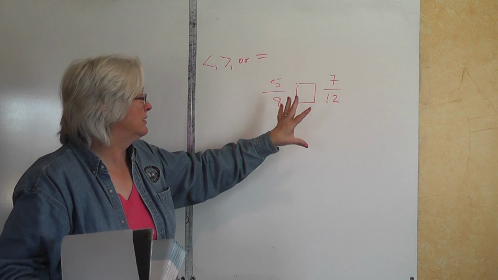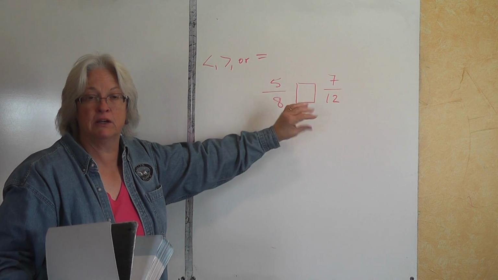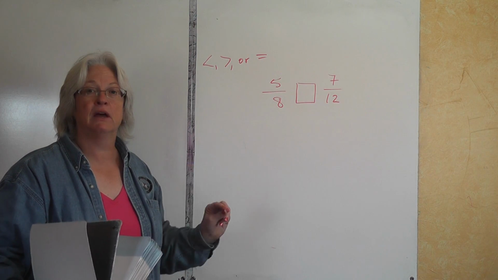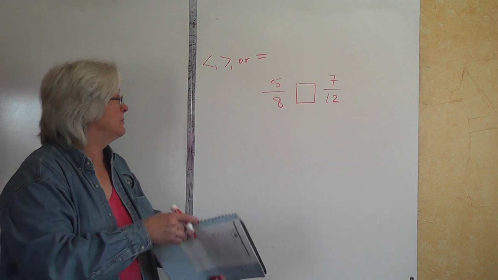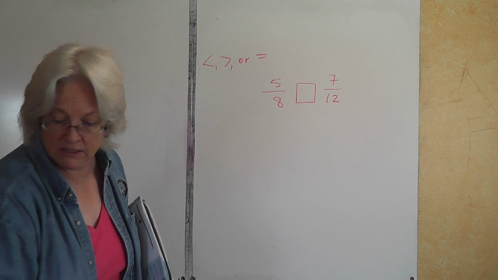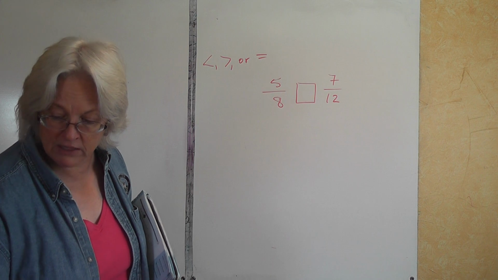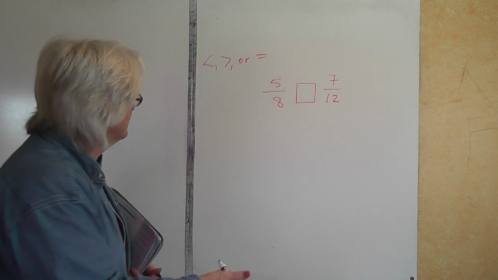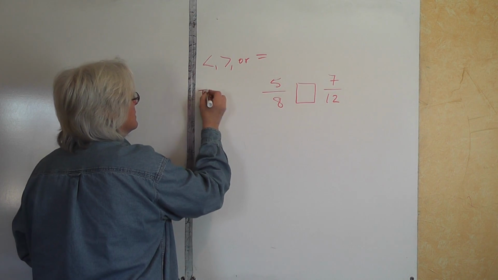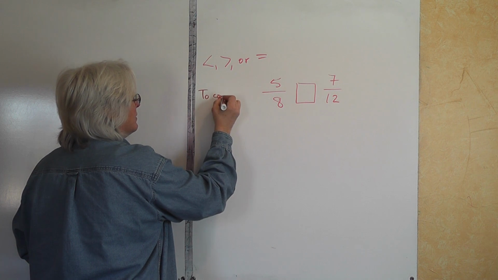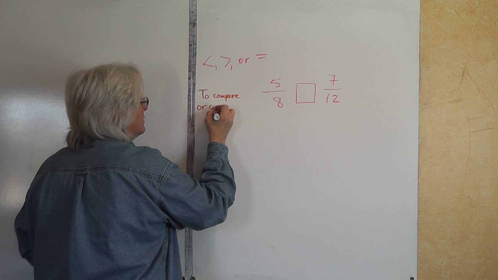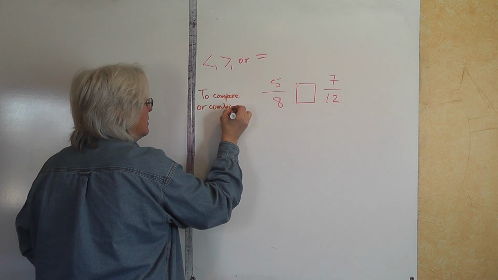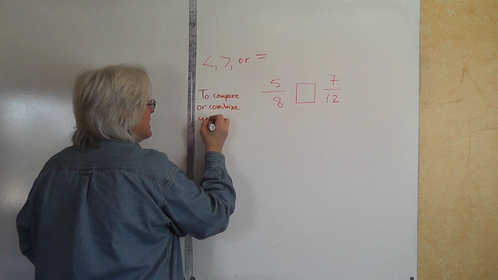There's a particular instructor, his name's Steve Demme, he does Math U See, and he tells us that to compare or combine, you must be the same kind. It's sort of a silly little saying, but I'm going to go ahead and write it down anyway. To compare or combine, you must be the same kind.